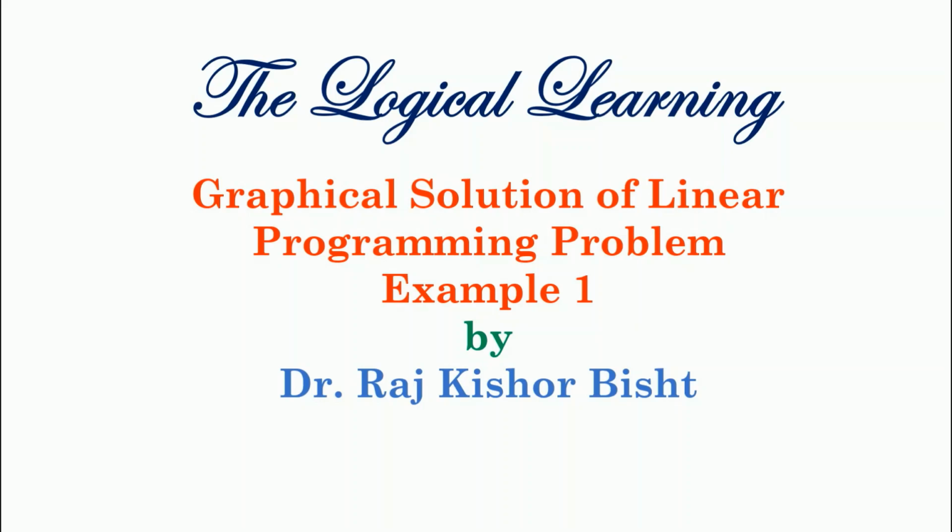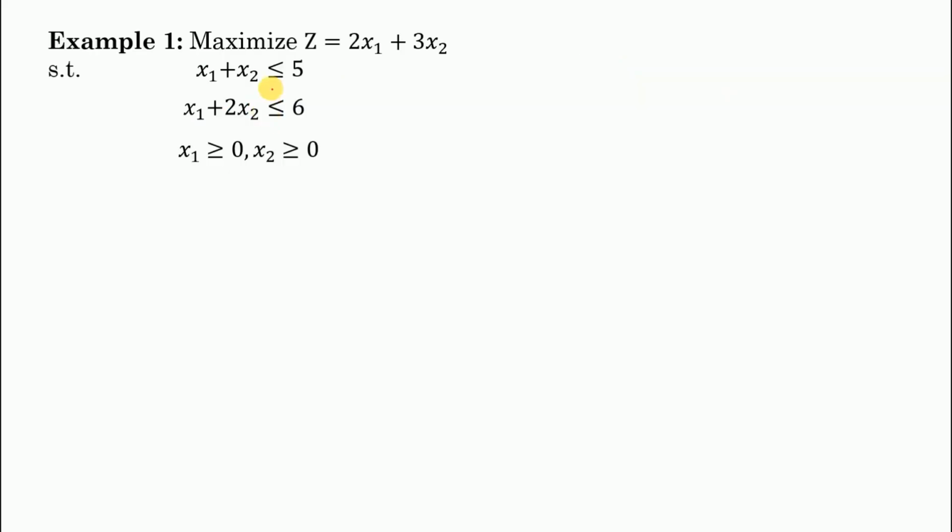In this lecture, we will learn the graphical solution of a linear programming problem with the help of one example. So let us see the example. Here we have to maximize z equal to 2x1 plus 3x2, and the constraints are x1 plus x2 less than or equal to 5, x1 plus 2x2 less than or equal to 6.